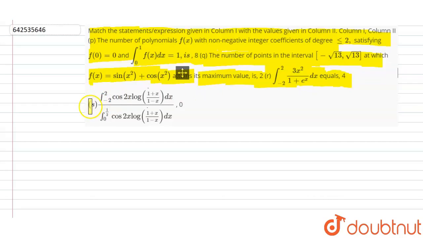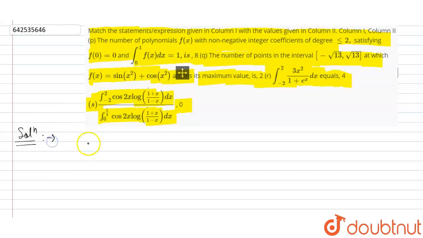Similarly, the fourth entry, the last entry in column 1, says the integration of minus 2 to 2 cos 2x log((1 plus x) upon (1 minus x)) dx, whole upon the integration of 0 to half cos 2x log((1 plus x) upon (1 minus x)) dx, and the last entry in column 2 is 0. So we have to match these entries with each other. Let's see. To solve this question, first of all let us solve the first one.